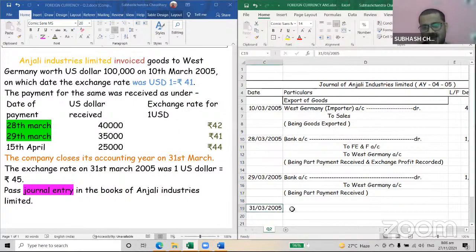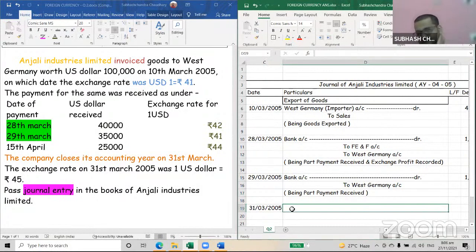Okay. Now, dear friend, as on 31st March, what will you do? Now see, out of 1 lakh, how much have we already received? Can you tell me? We are supposed to get $1 lakh, and out of that, how much have we already received? These two installments, that is $75,000.